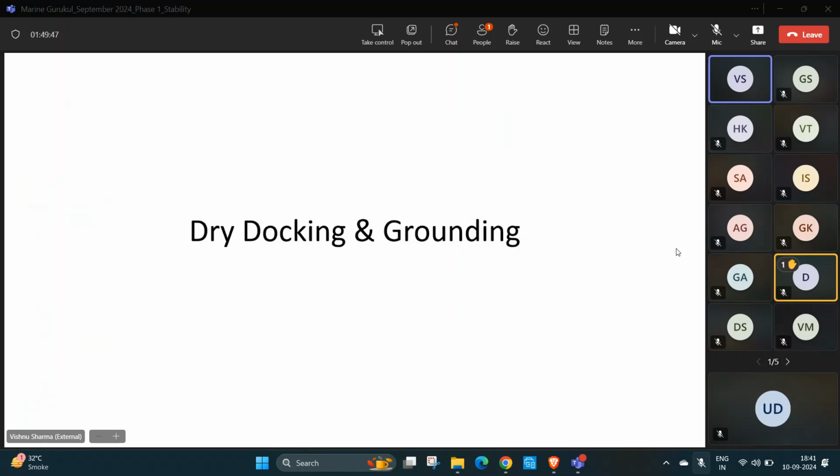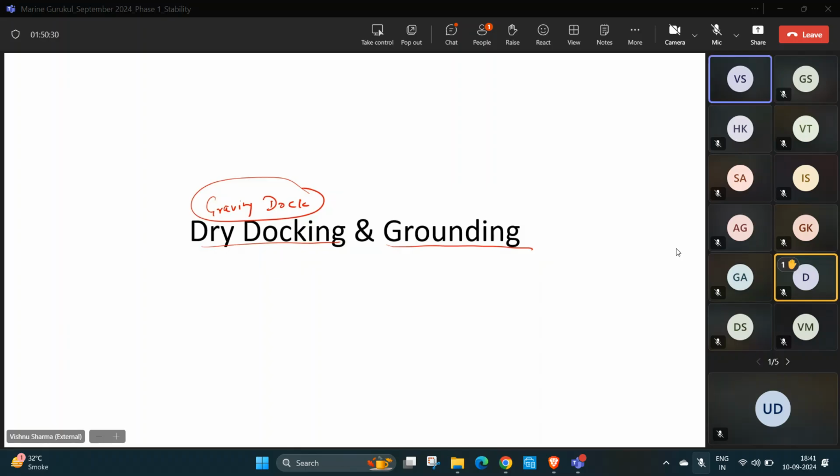Now, before I start further discussion, let me just do the brief. Why are we clubbing grounding of the ship with dry docking? Which dry docking? Dry docking in the graving dock. Guys, why we are clubbing grounding with dry docking is what happens when your ship runs aground. It touches the bottom seabed. And this is exactly what you're doing in dry docking. You're making your ship touch the blocks, the bottom, right?